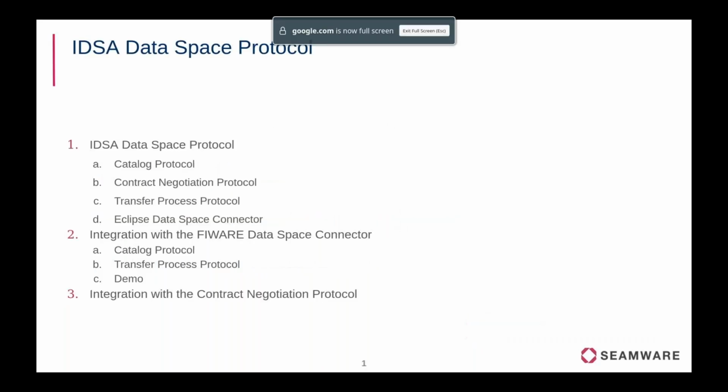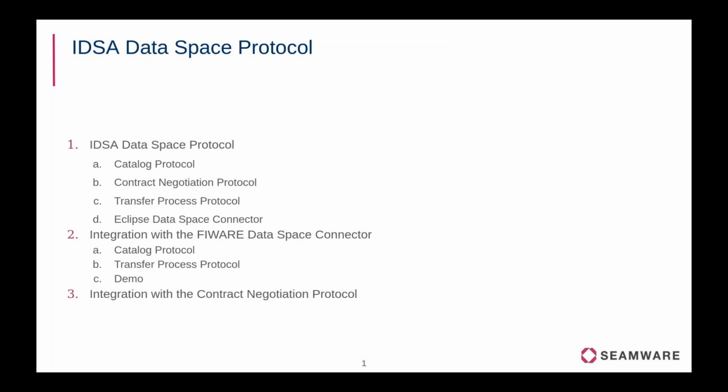Let's have a short look how I want to structure today. First I would like to give you an introduction into the IDSA Data Space Protocol and what it actually is. Most notably with its parts, the catalog protocol, the contract negotiation protocol, and the transfer process protocol. And since they are often used, or talked about together, the IDSA protocol and the Eclipse Data Space Connector, I will also have a very short introduction to what the Eclipse Data Space Connector is and how this belongs to the Data Space protocol.